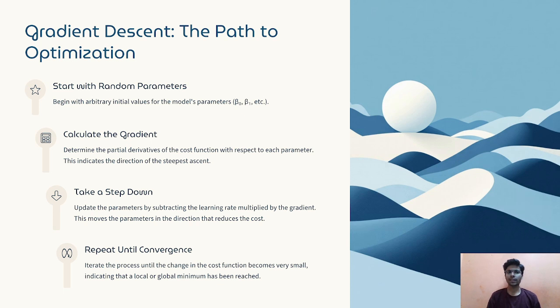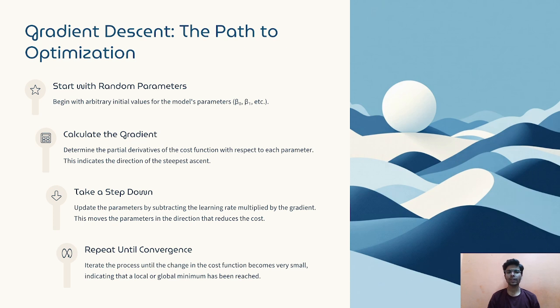Gradient descent, the path to optimization. Start with random parameters: begin with arbitrary initial values for the model's parameters, beta 0, beta 1, etc. Calculate the gradients by determining the partial derivatives of the cost function with respect to each parameter. This indicates the direction of steepest ascent.